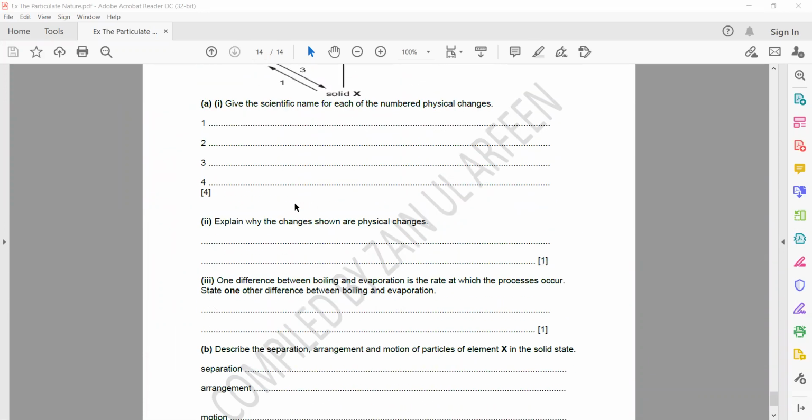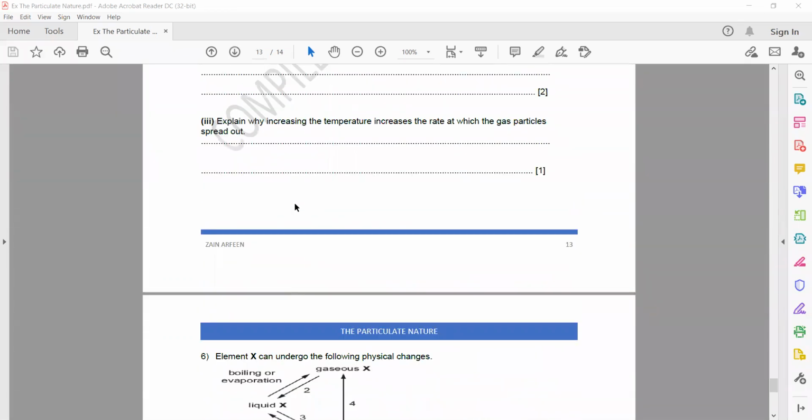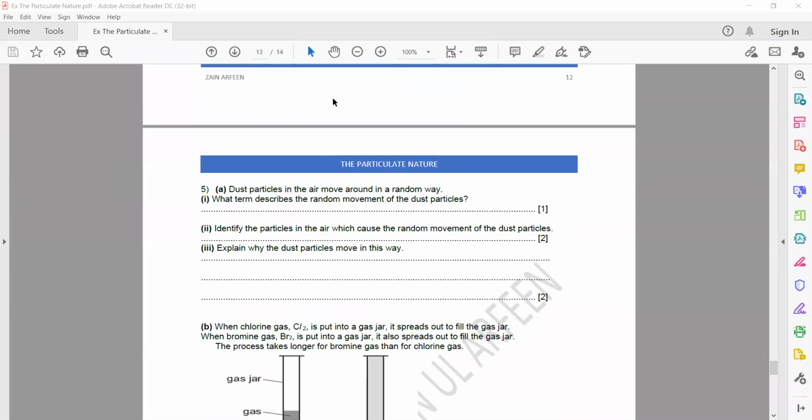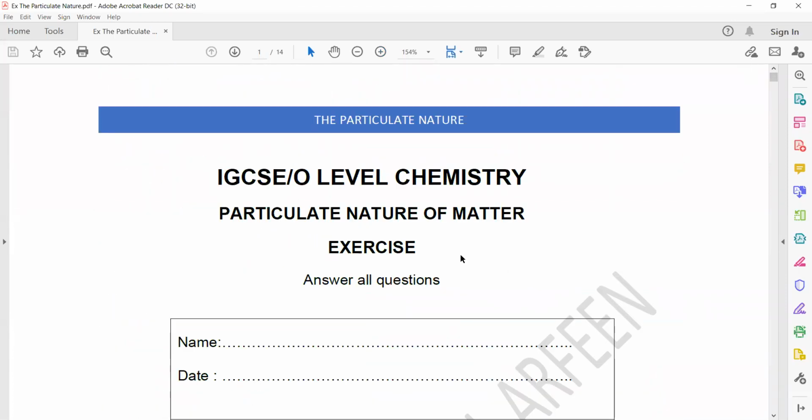Then this is the last question of this exercise, but I will not solve it because I will share this file as a weekly homework. So we are done with topic 1, the particulate nature of matter.